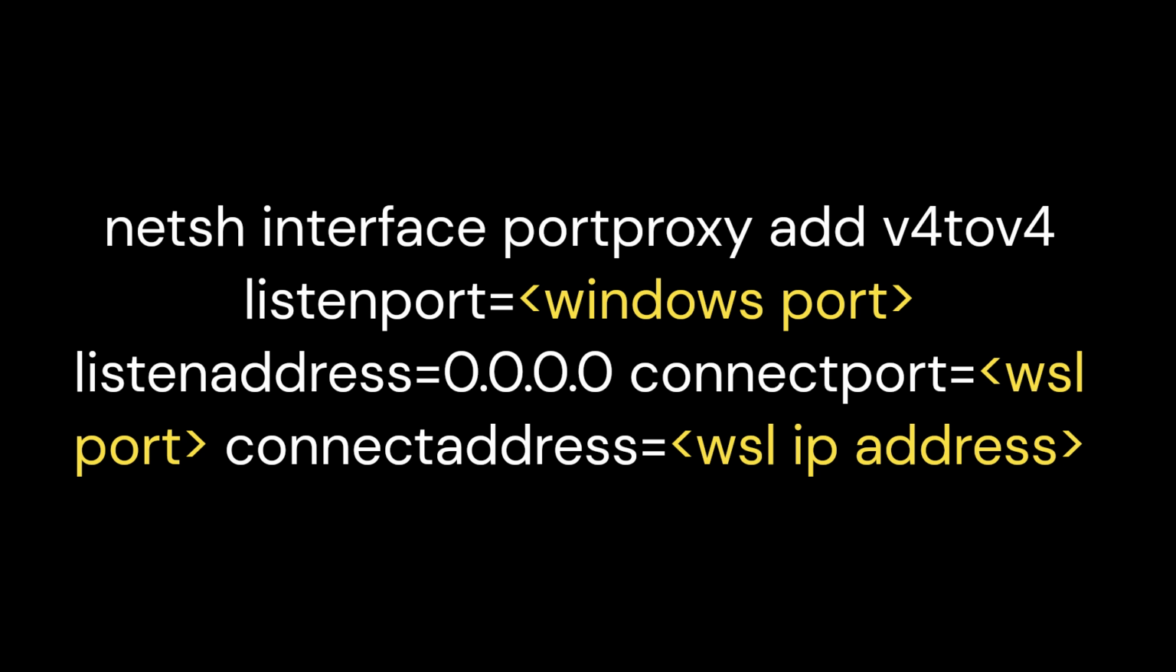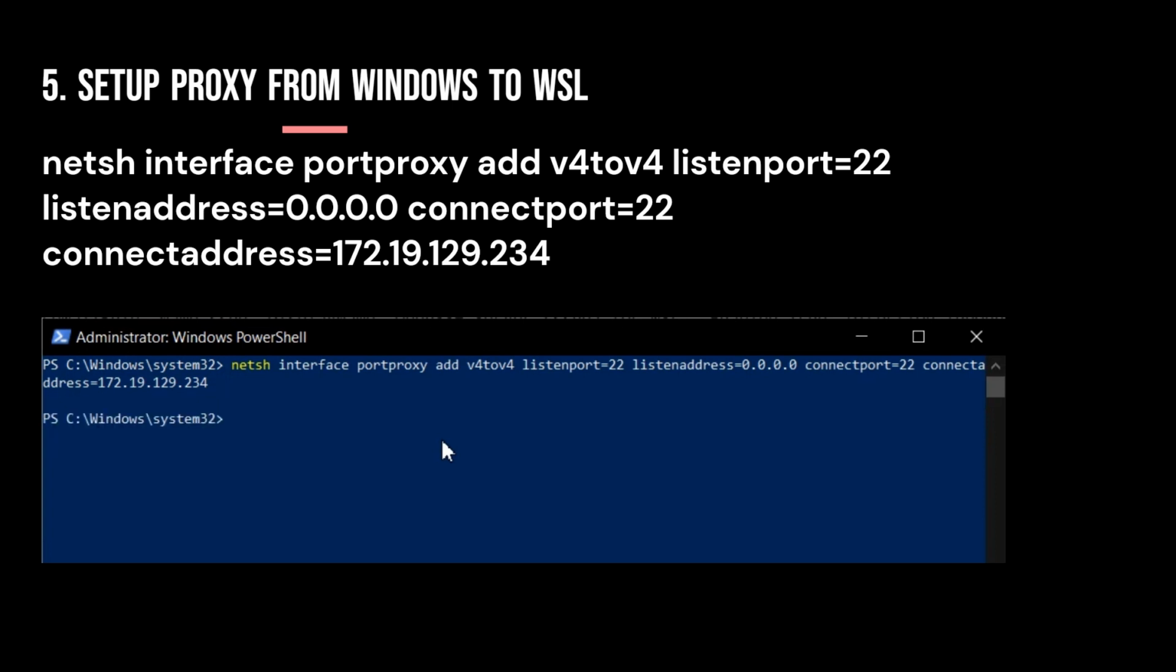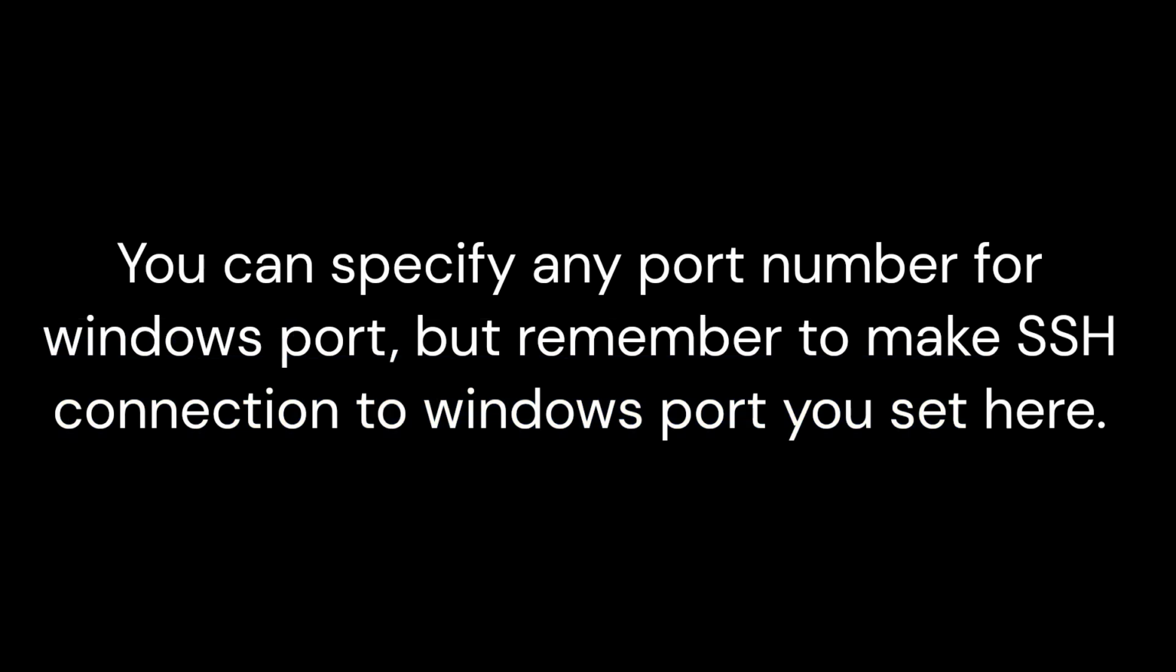Then you also need to specify which port you want to proxy from your Windows and to your WSL. For the Windows port, you can specify any port which is not being used, but for the WSL port, you need to specify port 22. For the command I use, I will proxy traffic from port 22 in Windows to WSL port 22. You can specify any port number for the Windows port, but remember to make the SSH connection to the Windows port you set here.